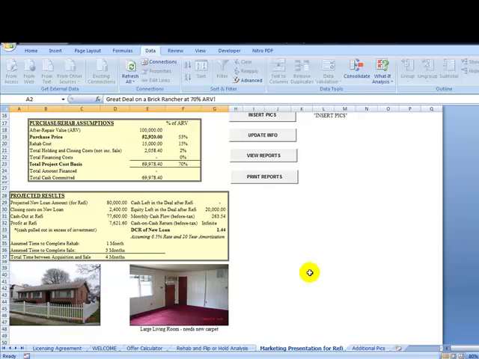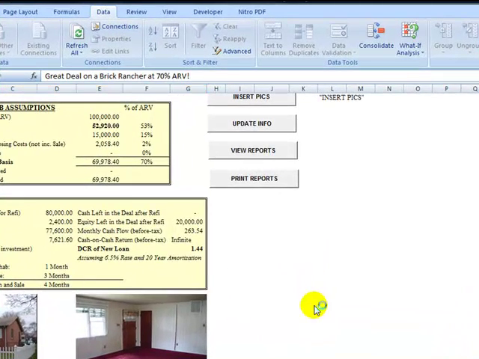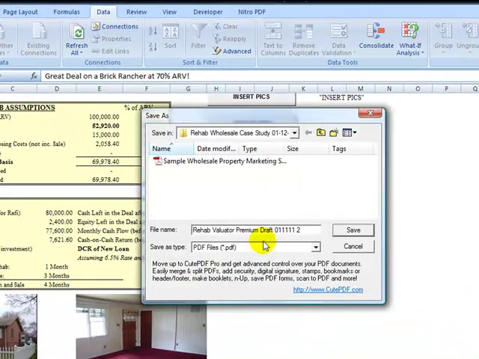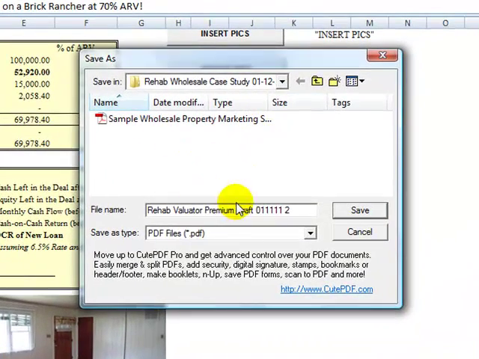And below this video, I'm actually going to put this presentation for you to download just to use as a sample. See, this window pops up. You can save it to whatever folder you want, and you can give it a name, and that's it. It's going to save it as a PDF document, and then you can just email it to everyone, to your entire wholesale buyer list if you want.